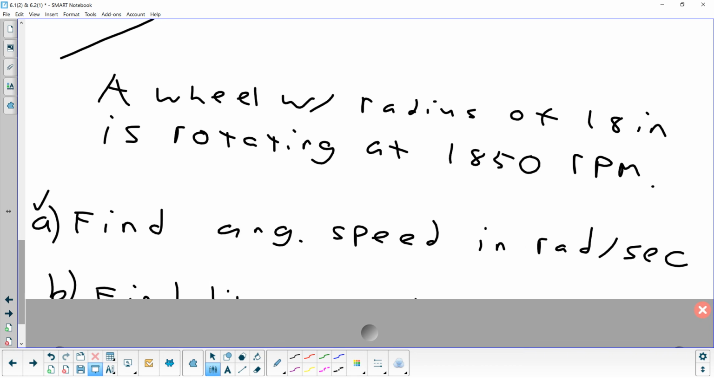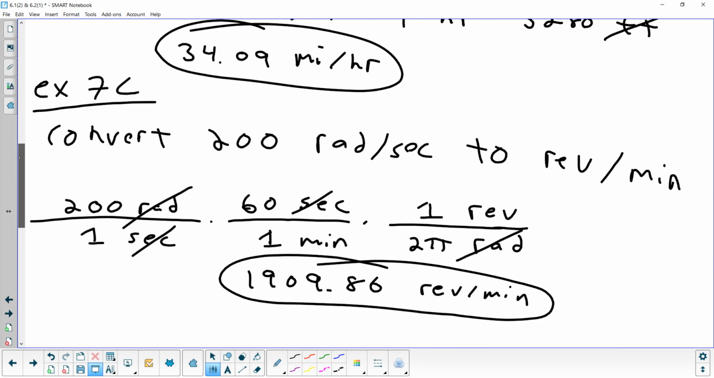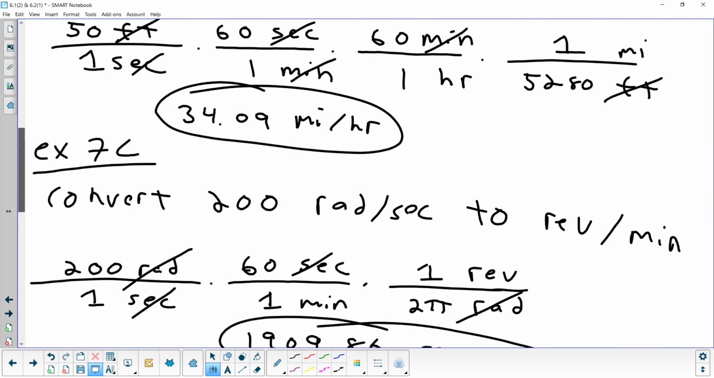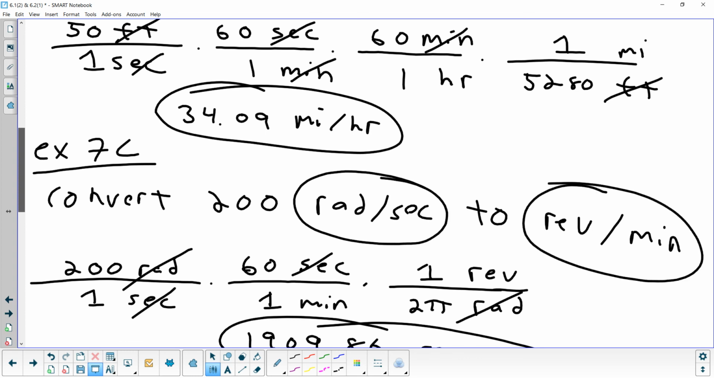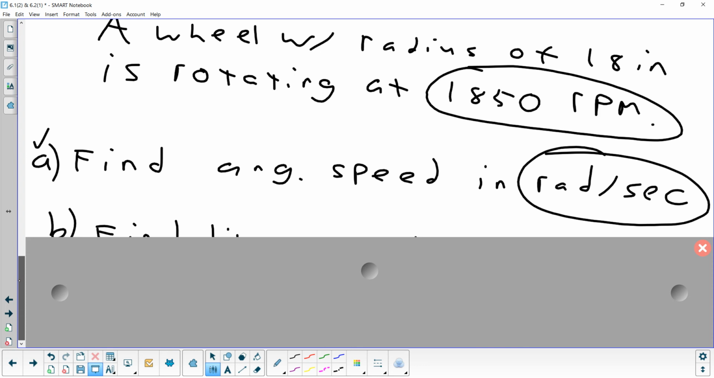I'm not going to do part A to this problem because we've basically already done that. All they're asking you to do for part A is to take a speed that's starting in revolutions per minute and change it to radians per second. Well, if we go back up to here, we had a speed that started in radians per second and we changed it to revolutions per minute. It's the same thing, except the other way. That part is just changing an angular speed to a different angular speed.